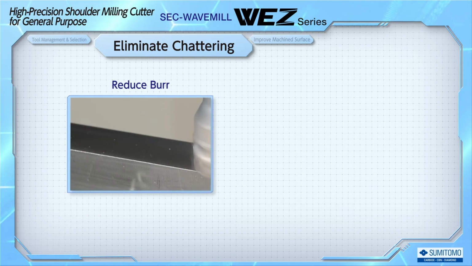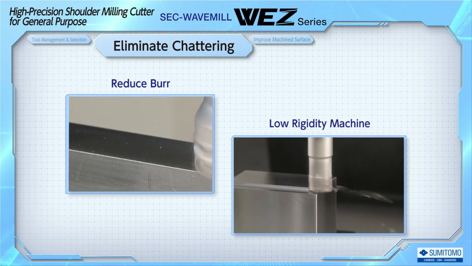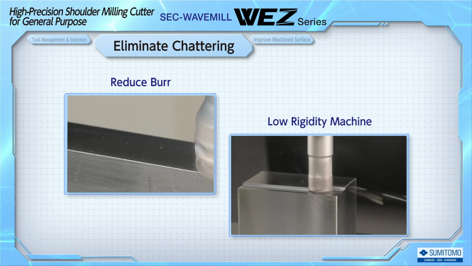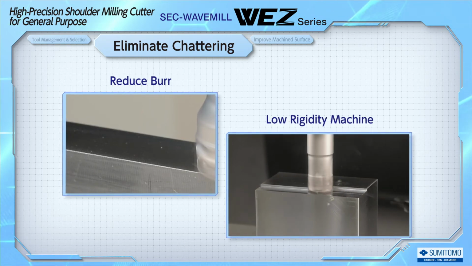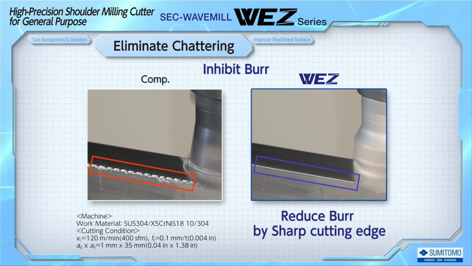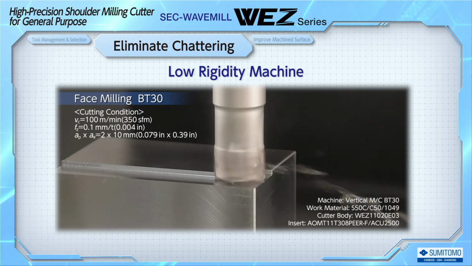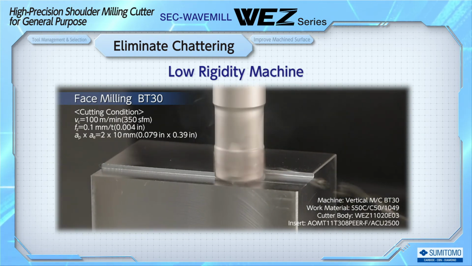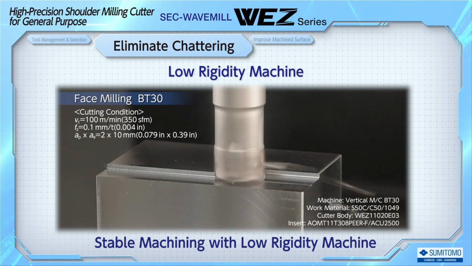Excellent sharpness is also effective for burr prevention when machined in low rigidity machines. When the tools exit the work material, burrs are eliminated by properly cutting off the last part of the thin work material. Stable machining is possible even for machining long overhang in machining equipment with low rigidity, such as BT30.